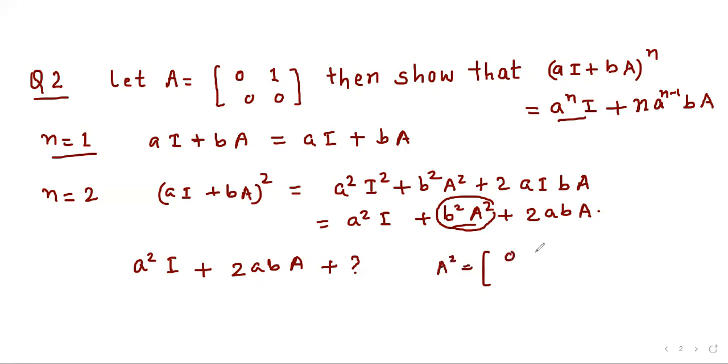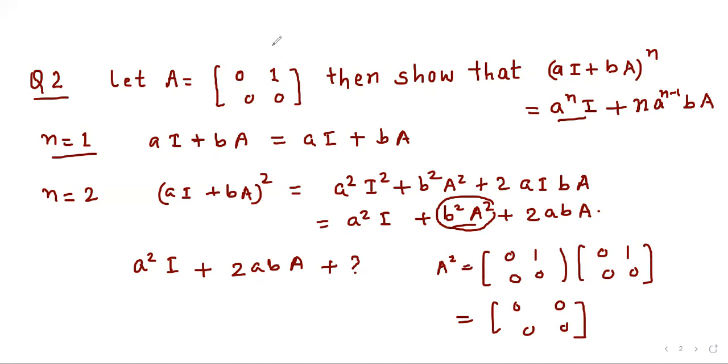So a square is 0, 1, 0, 0 times 0, 1, 0, 0. So if we multiply, it becomes 0, and then 0, 0. Yes, we are getting 0, 0. It means both are equal.